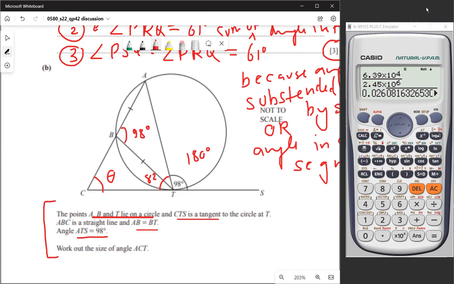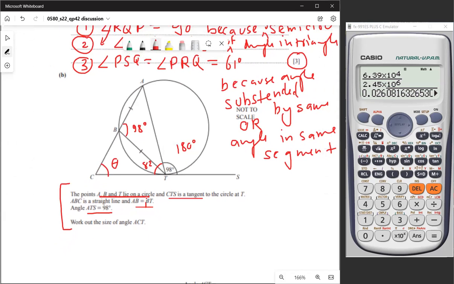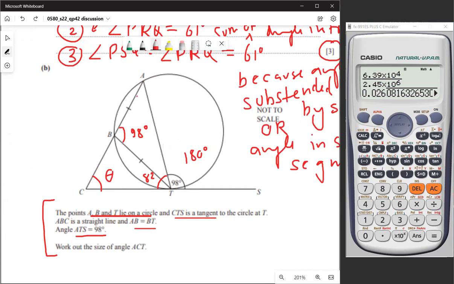Why is it 98? Because it's in the same direction? No. What you need to realize is that these lines are parallel. Okay, so that line is parallel. The next thing is, that's 98. Now these two are not parallel, they're equal.